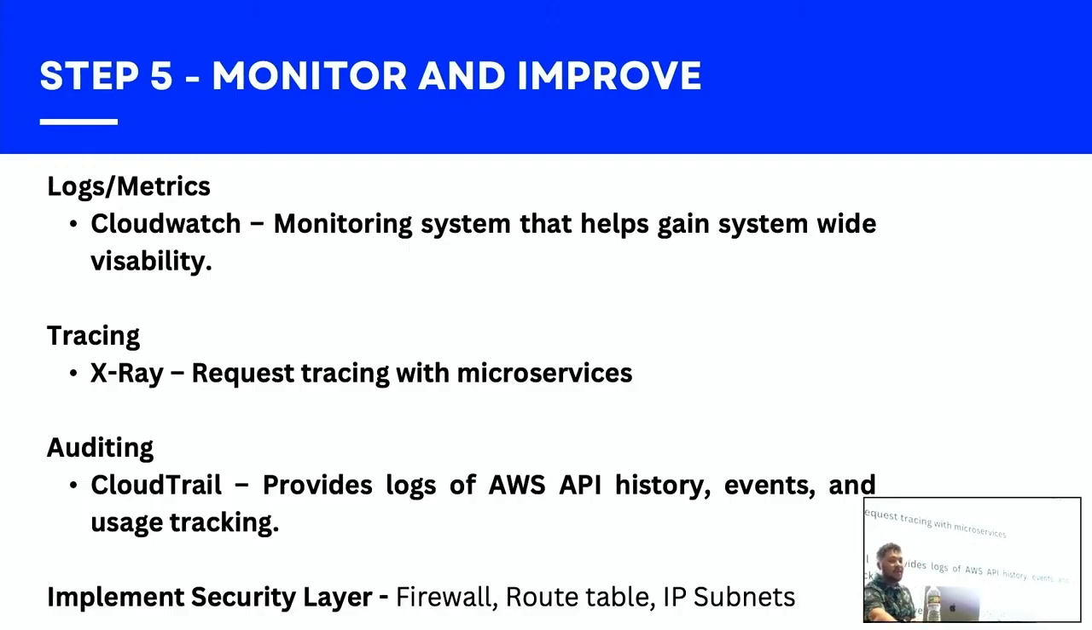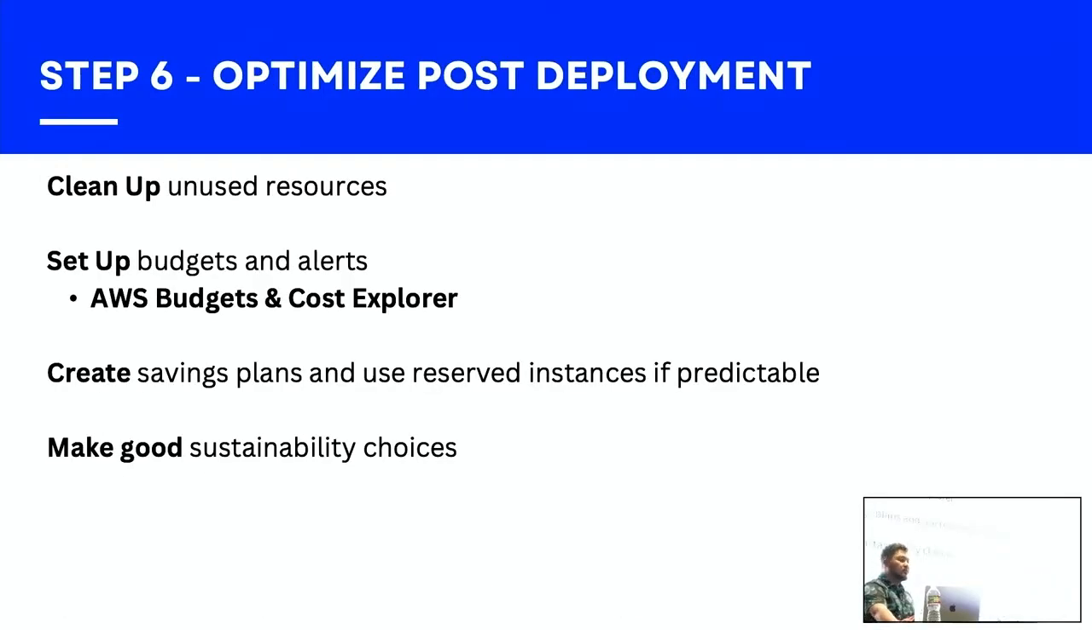And then our last step, after we implement a security layer, is we have to optimize post-deployment. So I'm cleaning up any unused resources. I'm setting up budgets and alerts. I'm using the AWS Budgets and Cost Explorer to catch surprises early. If workloads are stable, then we're thinking about savings plans or reserved instances for long-term money savings. And then post-deployment is also about sustainability: right-size resources, and use serverless where possible.